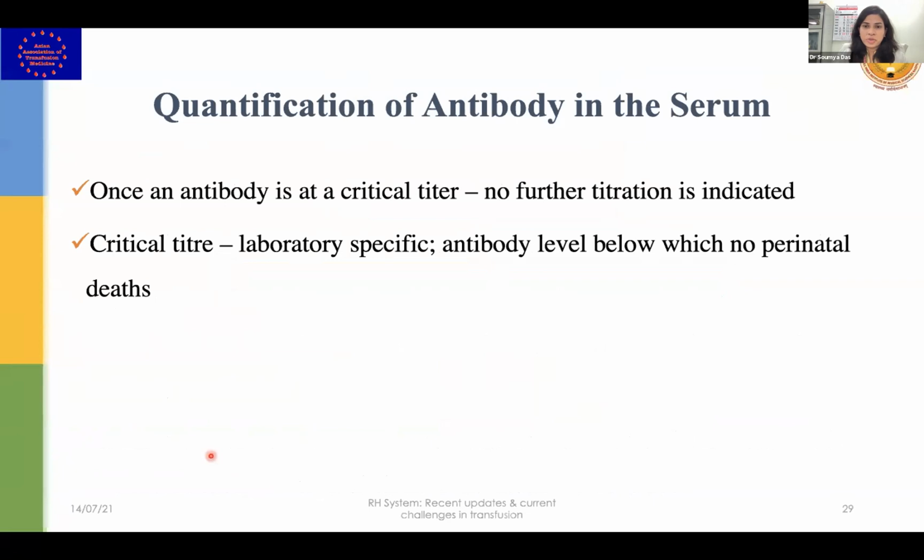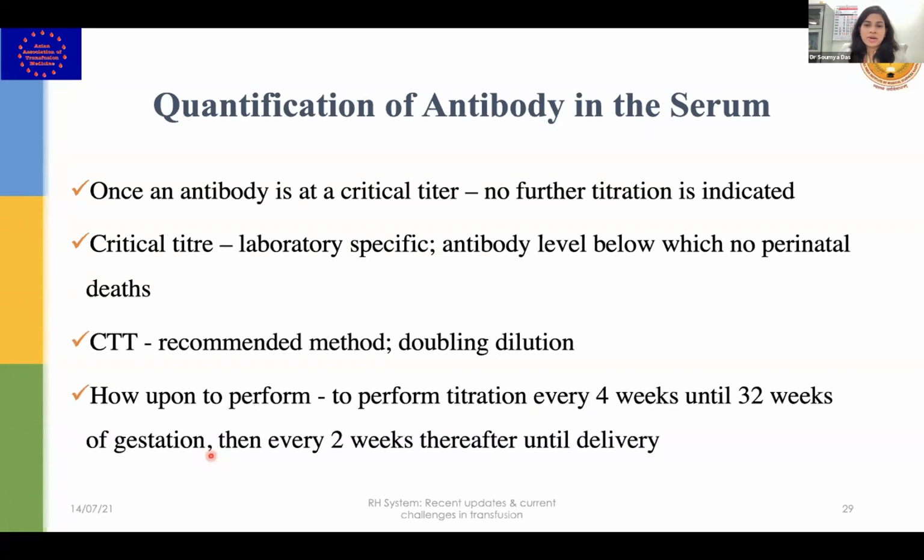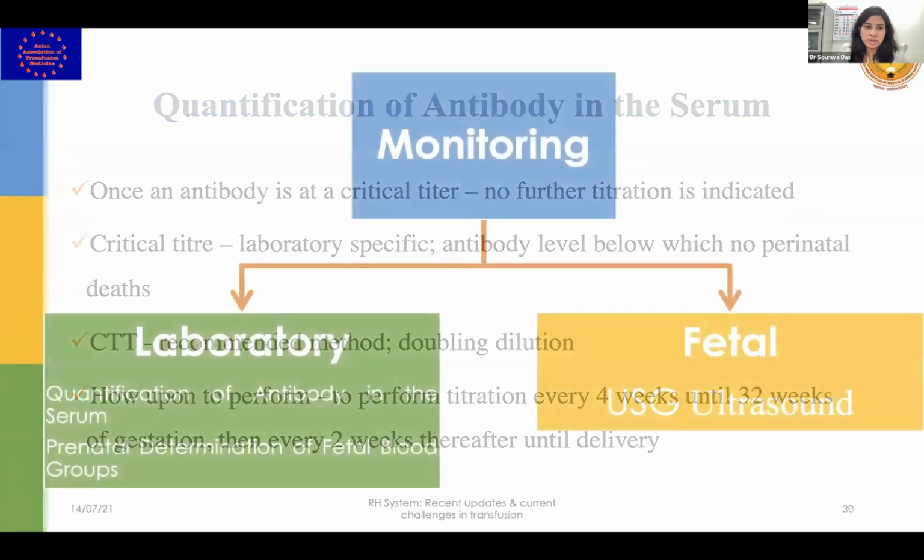It is mostly lab specific, and it is mostly determined that no perinatal deaths have happened. The best method to do it is by column agglutination or the conventional tube technique till date. And how often to do that? Every 4 weeks until 32 weeks, and then subsequently every 2 weeks.